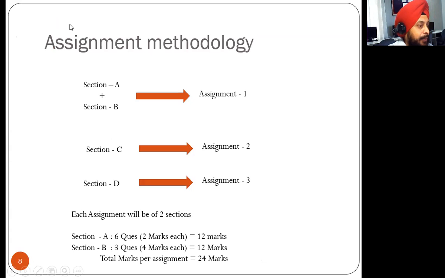So this is the assignment methodology. From section A and section B, I will give you assignment 1. From section C, there will be assignment 2. From section D, there will be assignment 3. Each assignment will have 2 sections. In section A, 6 questions of 2 marks each, and in section B, 3 questions of 4 marks each, and each section will be of 12 marks total.